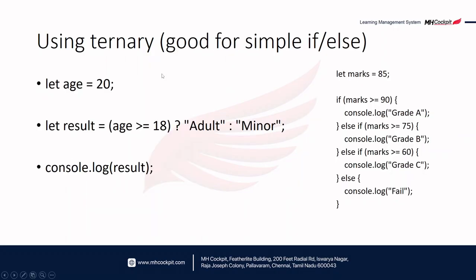Okay, fine. So here let me take this particular example. Let age is equal to 20. Let result is equal to age greater than or equal to 18 question mark adult colon minor. So what is happening here is that the age greater than or equal to 18 represents the condition, and this is the true condition, and after the colon, this is the false condition.